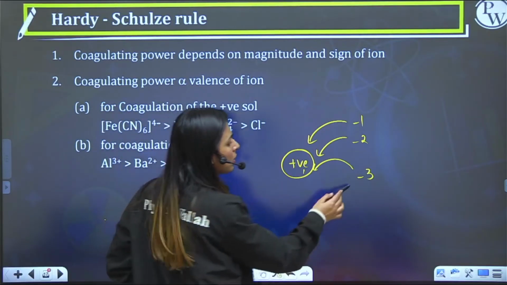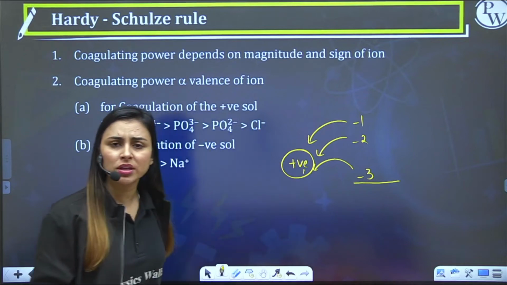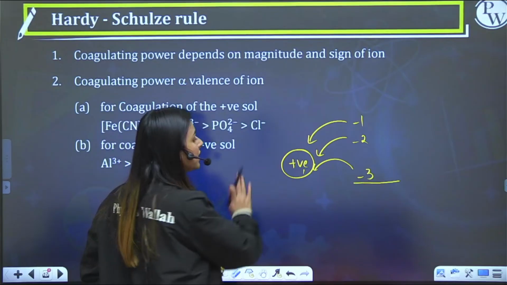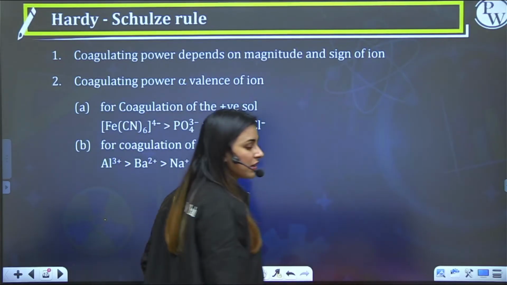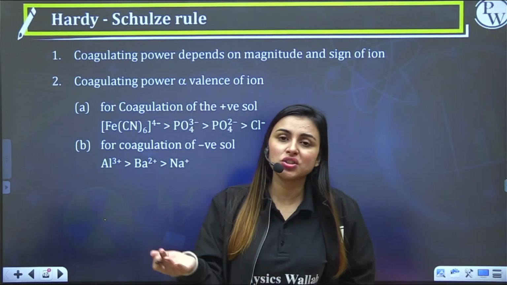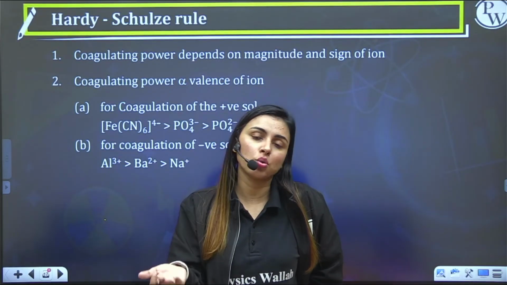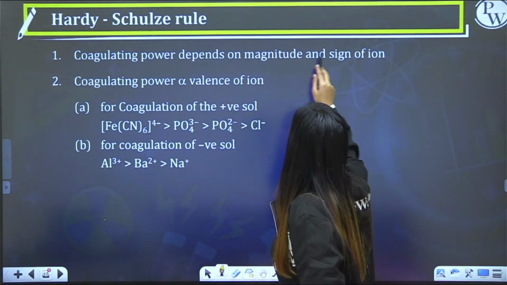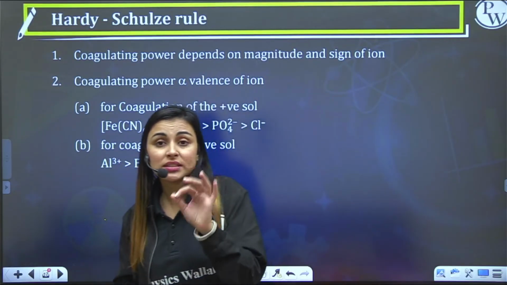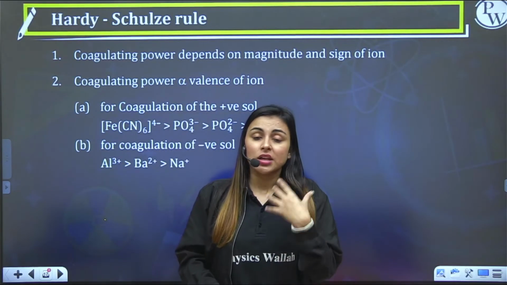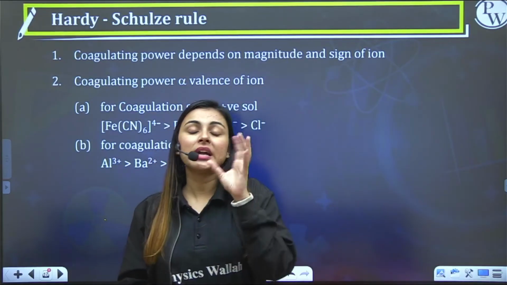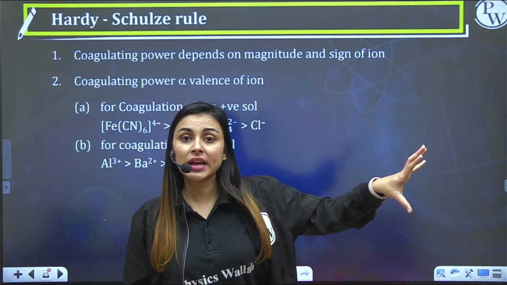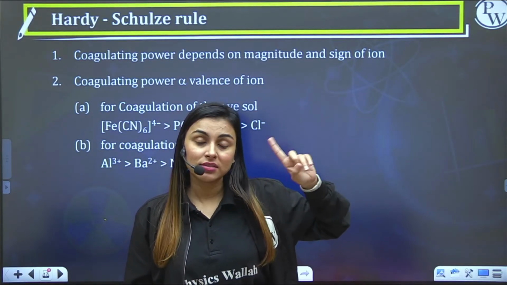You'll say, ma'am, the more the negative charge, the more the coagulation, and that is absolutely true, right? Hardy-Schulze rule tells you that the more the opposite charge of the electrolyte, the more will be the coagulation. Coagulating power depends on the magnitude and sign of the ion. How much coagulation will happen depends on the magnitude of the charge of the electrolyte and the sign of the charge as well.